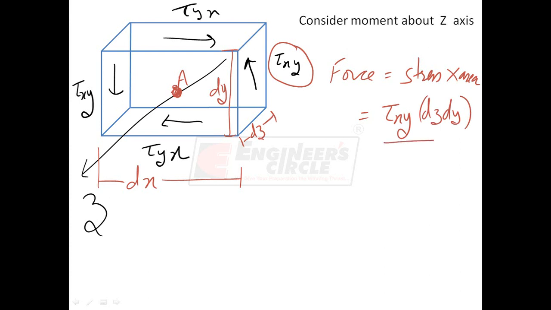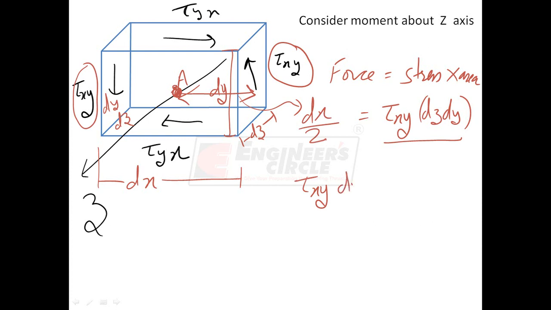So, the moment of this force about this axis is given by the force into perpendicular distance from z axis, which is this. This distance can be written as dx by 2. Similarly, the moment of the other tau xy can be written as tau xy into area, which is dy into dz, into perpendicular distance from the axis, which is dx by 2.